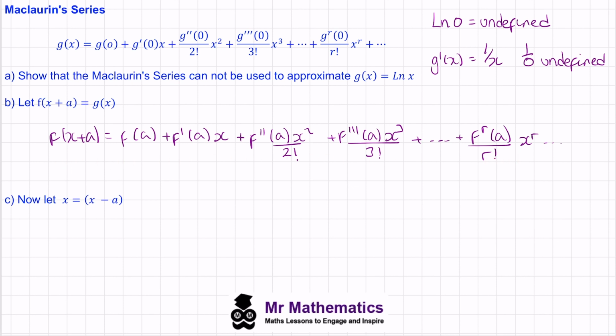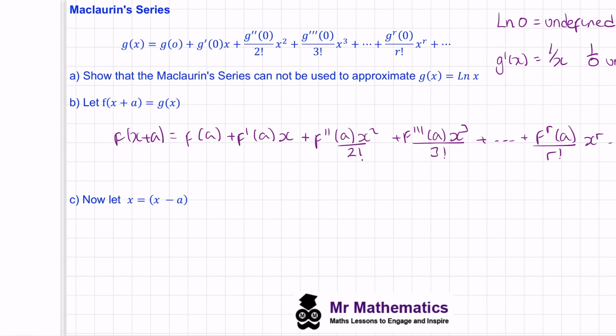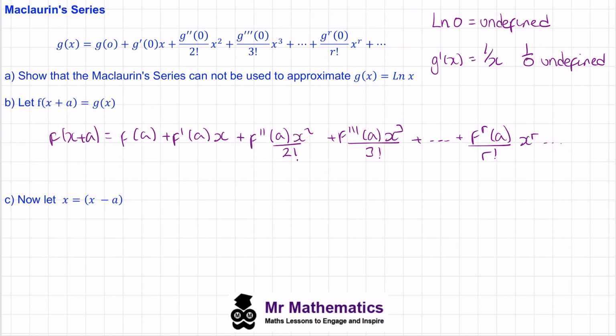But if we go back to our original function, we've shifted the Maclaurin expansion across, but now we can shift it back. And to shift it back, we can say let x now equal x minus a. So we're going to substitute x minus a into each x value. So if we put it into here, then we get f of x minus a plus a. These a's will cancel, so we're left with f of x.